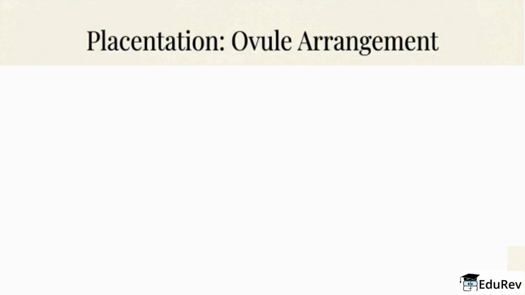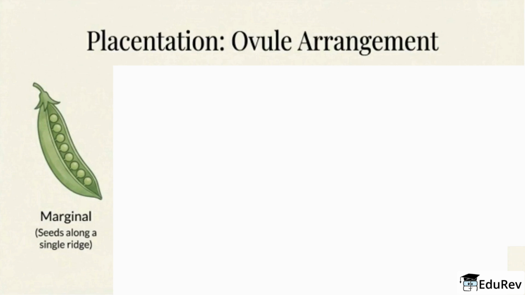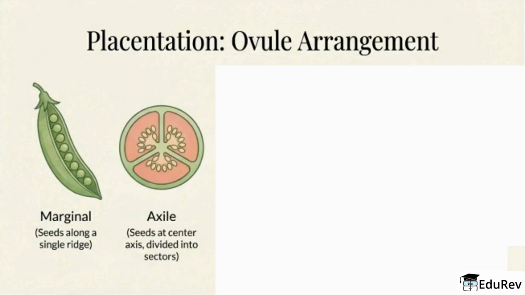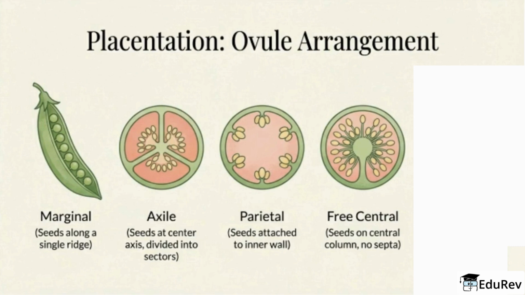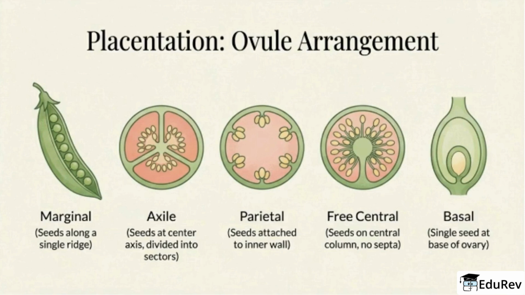Placentation is about where ovules attach inside the ovary. In marginal placentation, ovules line a single ridge along the chamber, typical of many legumes. Axial placentation features ovules attached to a central axis in a multilocular ovary. Parietal placentation has ovules on the inner wall of a unilocular ovary. Free central placentation places ovules on a central column with no septa, while basal placentation bears a single ovule at the base of the ovary. These patterns affect fruit and seed arrangement.